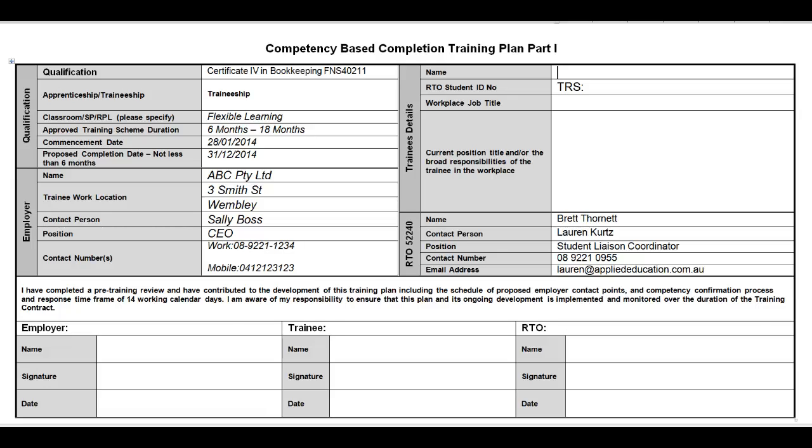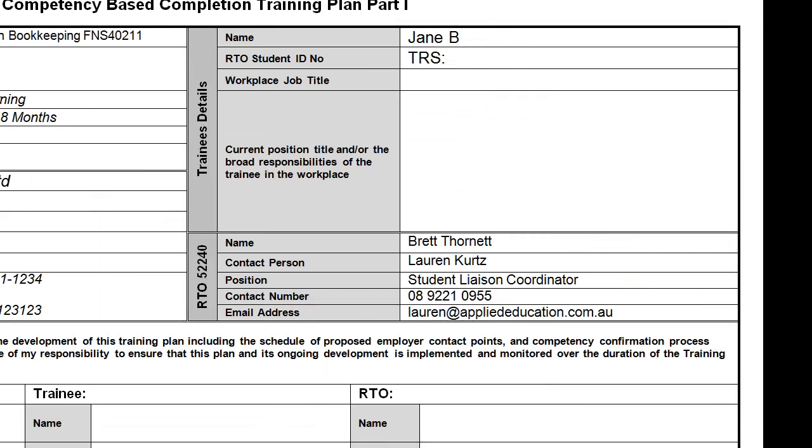Now let's look at the Trainee Details section at the top right-hand side of the form. This section is where we as the RTO obtain information about you and what you do in the workplace. In the name field is where you'll enter your full name. The RTO student ID number acts as your student identification number with the RTO and the Apprentice Centre. This number will be provided to you in the approval email sent by the RTO. However, you can contact the Student Liaison Coordinator if you are still unsure.